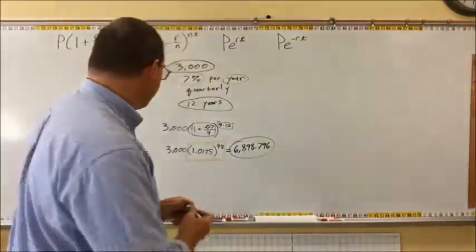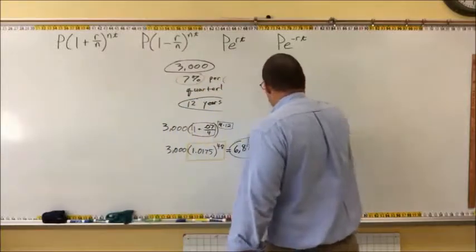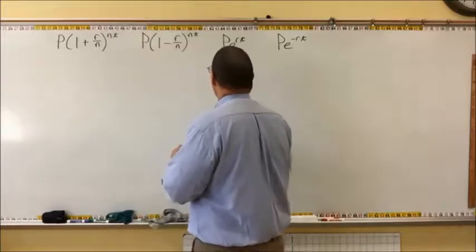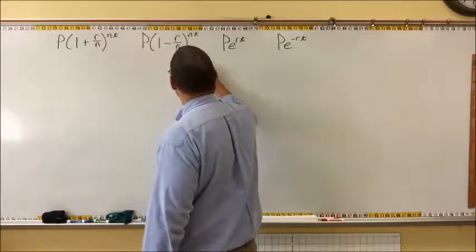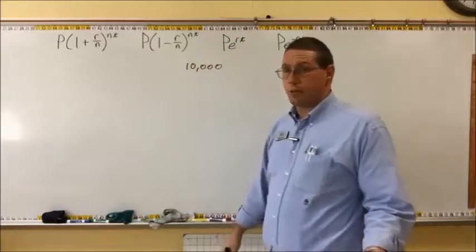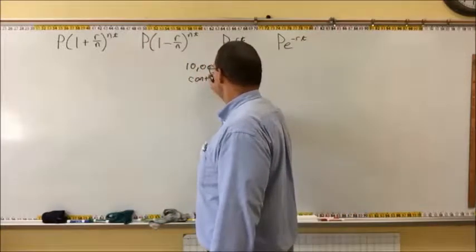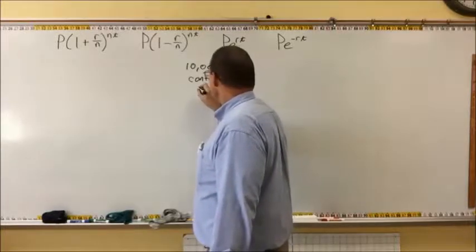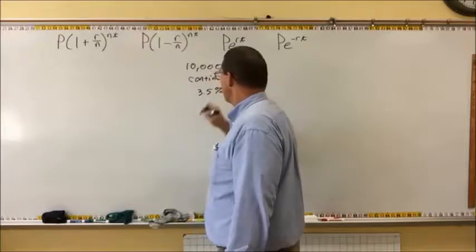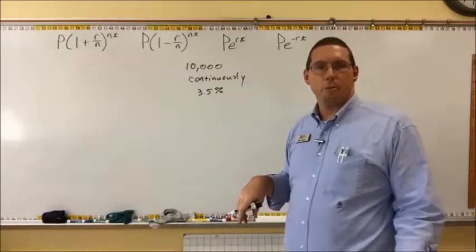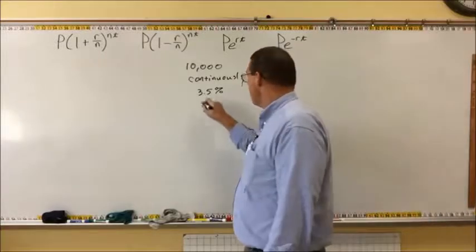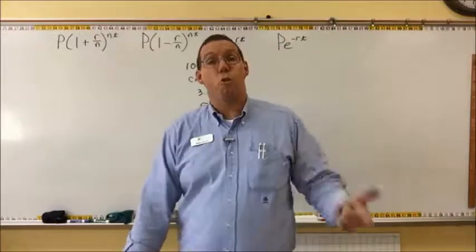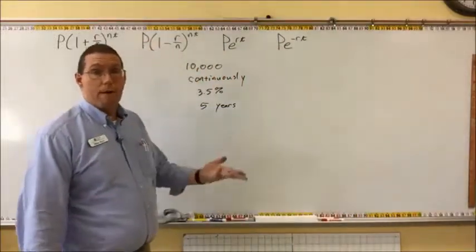Okay, let's try another one. So let's say that we have 10,000 of something growing continuously, at 3.5% per year, and we want to know how many there will be after 5 years. Okay, well, it's growing, and it's growing continuously. It's growing, therefore the R has to be positive.